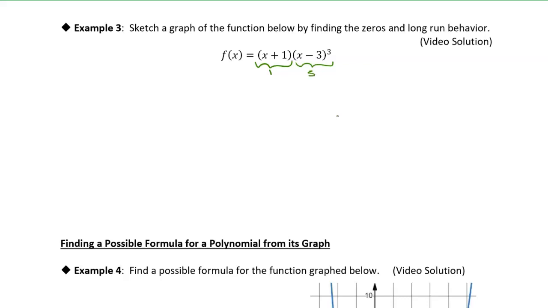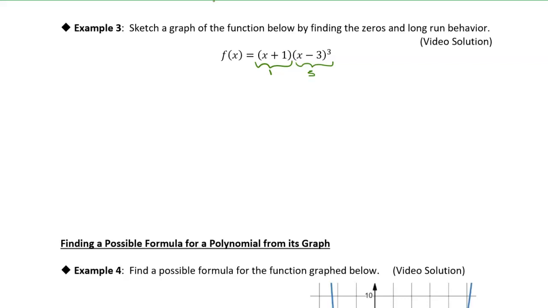This exponent is just shorthand for writing x minus 3 times x minus 3 times x minus 3, right? Those whole x minus 3's multiplied times each other 3 times. So essentially we have three factors of x minus 3. So we say that the zero that occurs at that point has a multiplicity of 3.